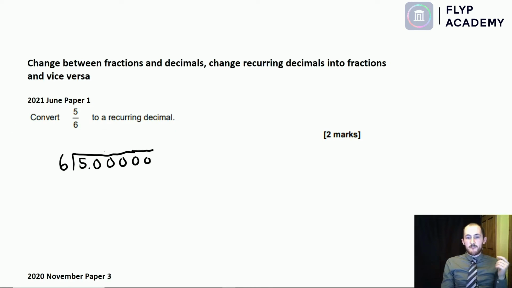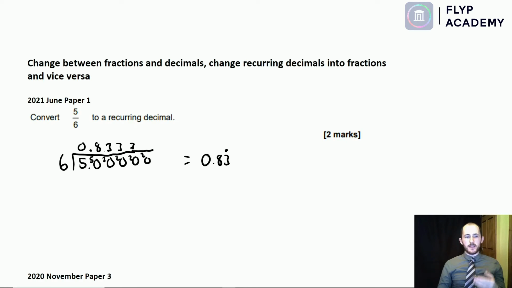How many 6s are in 5? 0. Move that to the other side, so now we have 5 here. How many 6s are in 50? So 6, 12, 18, 24, 30, 36, 42, 48. So 8 remainder 2. So 0.8. How many 6s are in 20? 6, 12, 18. So 3 remainder 2. How many 6s are in 20? 3 remainder 2. You can probably see what's happening now. It's going to keep being 3 remainder 2 forever. So in other words, it's just equal to 0.83 recurring.